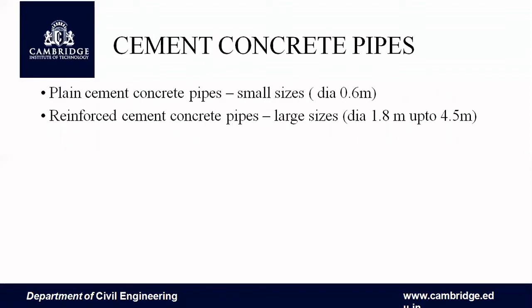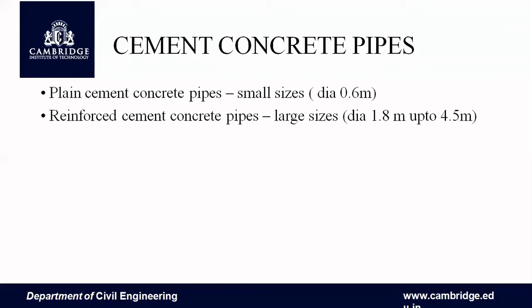Next, cement concrete pipes. Cement concrete pipes can be classified into two types. The first is plain cement concrete pipe and the other is reinforced cement concrete pipe. Plain cement concrete pipe is a mixture of cement, fine aggregate and coarse aggregate. Reinforced cement concrete pipe has reinforcement bars provided inside. Plain cement concrete pipes are used for small pipes, and reinforced cement concrete pipes are used for larger diameters.